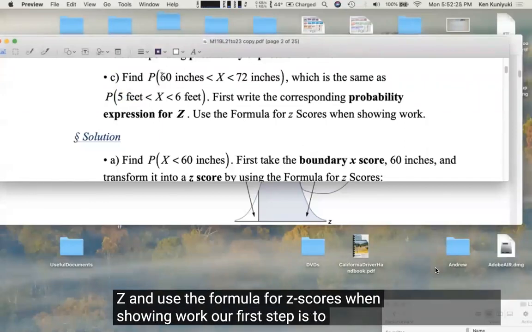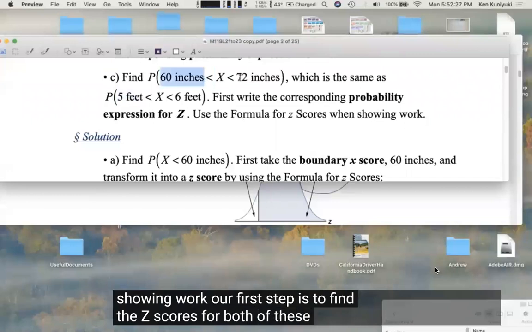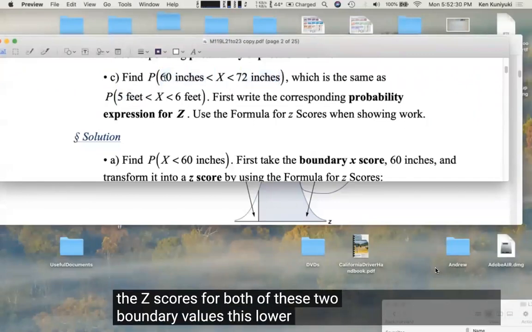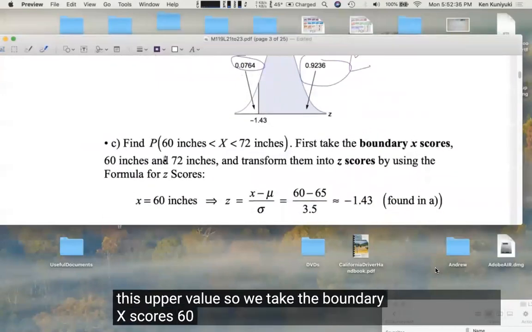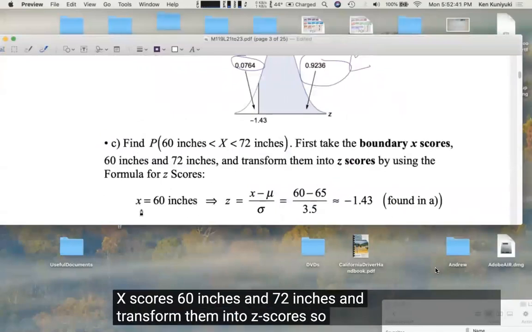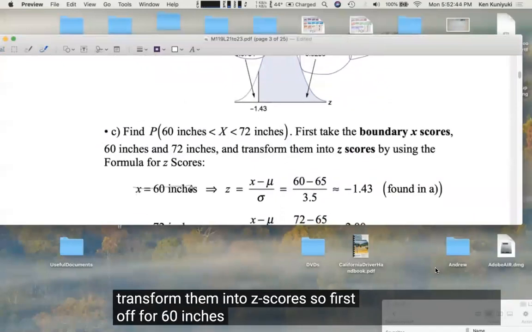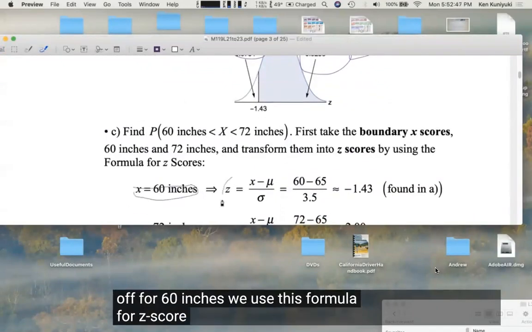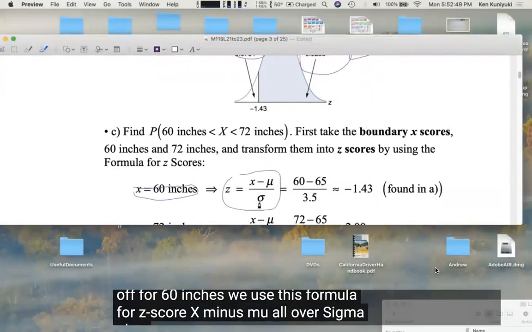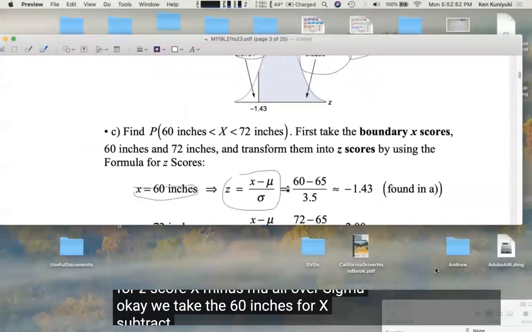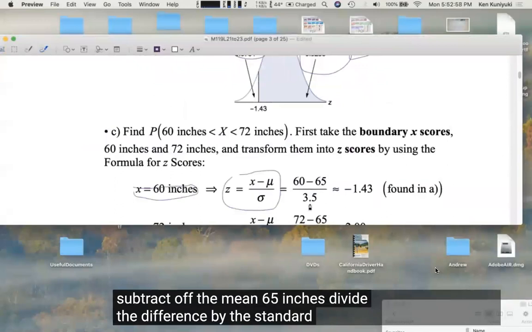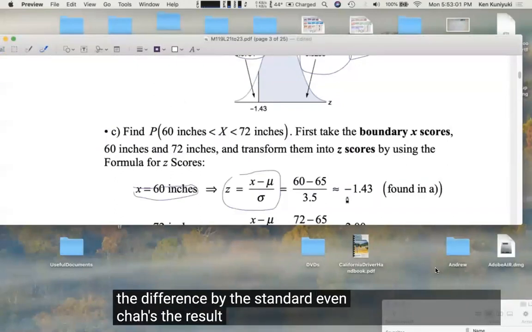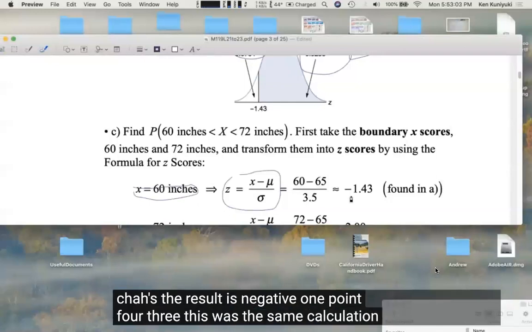Well, our first step is to find the Z-scores for both of these two boundary values, this lower value and this upper value. So we take the boundary X scores, 60 inches and 72 inches, and transform them into Z-scores. First off, for 60 inches, we use this formula for Z-score, X minus mu all over sigma. We take the 60 inches for X, subtract off the mean, 65 inches, divide the difference by the standard deviation sigma, which was 3.5 inches. The result is negative 1.43. This was the same calculation we did in part A.